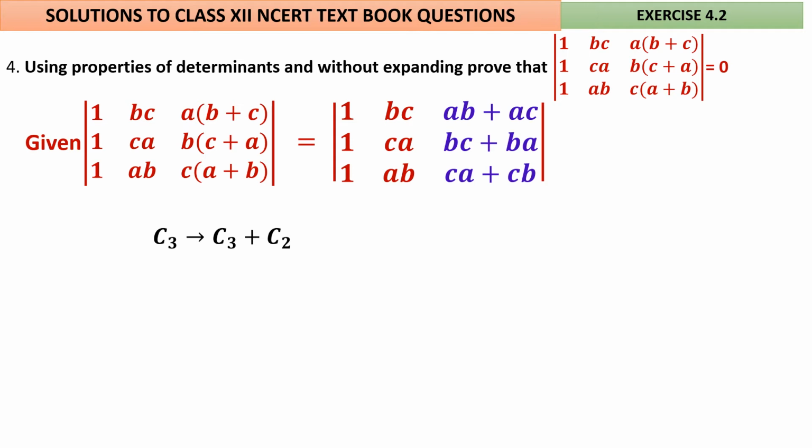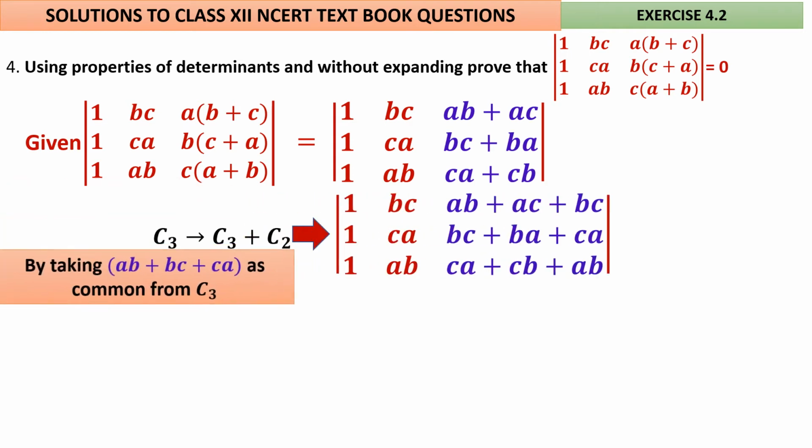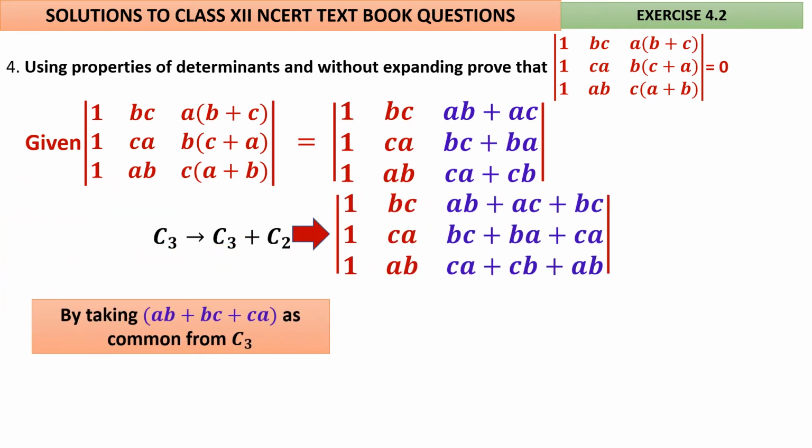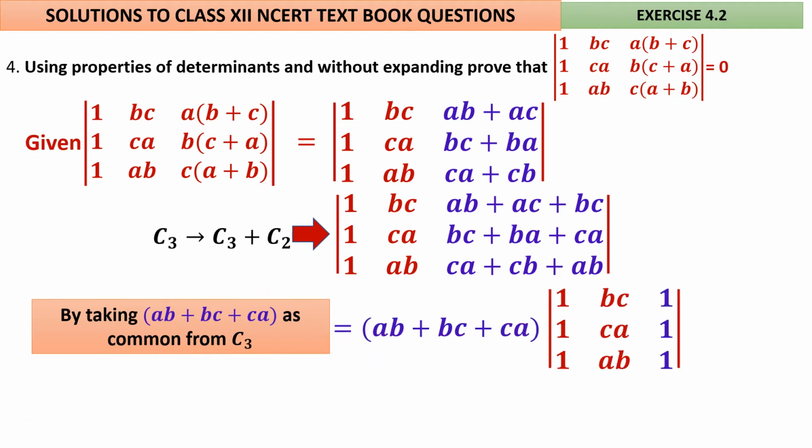What will happen to it? You will add it. Then it will become AB plus AC plus BC, BC plus BA plus CA, CA plus CB plus AB. You take AB plus BC plus CA as common from C3. Now it will come out. Therefore, you will get 1, 1, 1 in the third column. Now the first column and the third column are identical. Therefore, the answer is 0, for AB plus BC plus CA multiplied by 0 is once again 0.